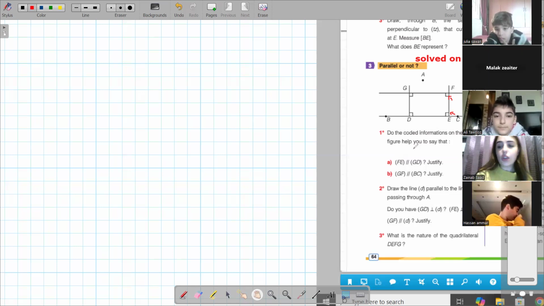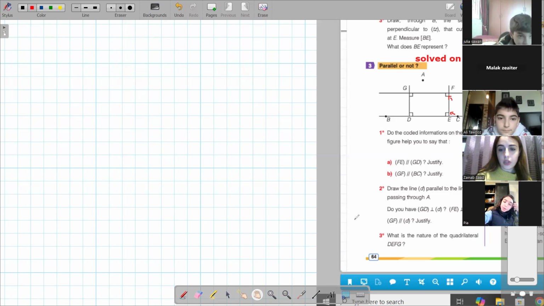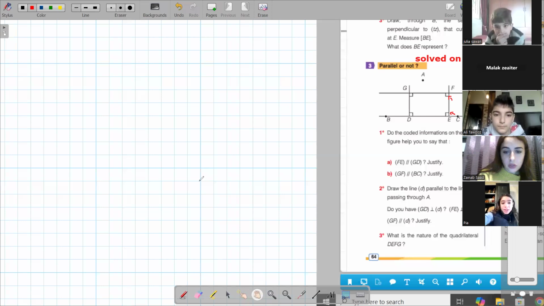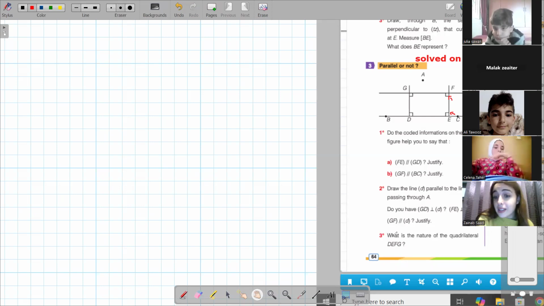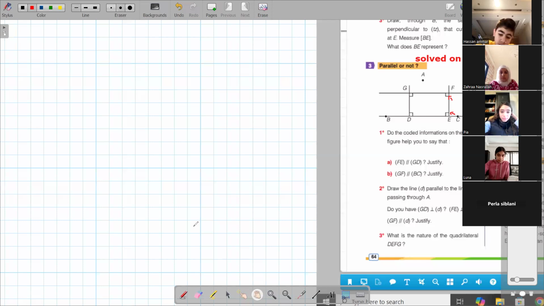Let's go to part 1 to see what we need to do. But here they are parallel because they are like this. You mean they look like they are parallel, but when it's given, it should be information that they give us. There is nothing called they look like, okay? They should give us a symbol to show us that they are parallel. You have to justify they are parallel now, okay?